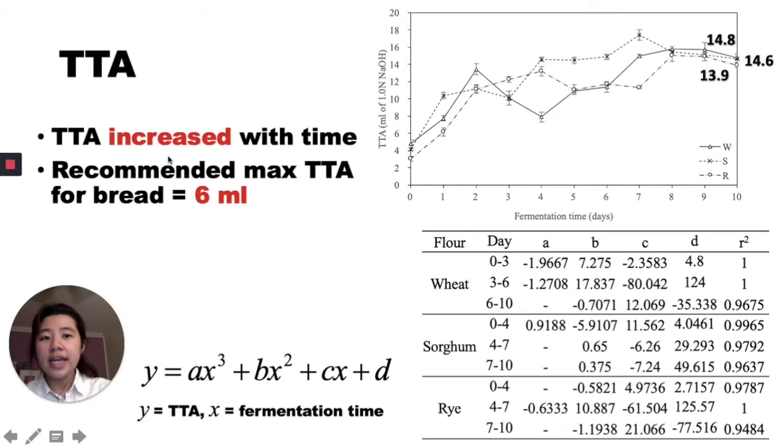As for TTA, total titratable acidity, it increased with time, as shown in this graph. The highest amount of TTA is 14.8, achieved by wheat sourdough starter. The recommended maximum TTA for bread is 6 ml. We have to pay attention to avoid too strong a sour and tangy taste in the bread. As for this general formula, y will be changed to TTA, and this is the table.